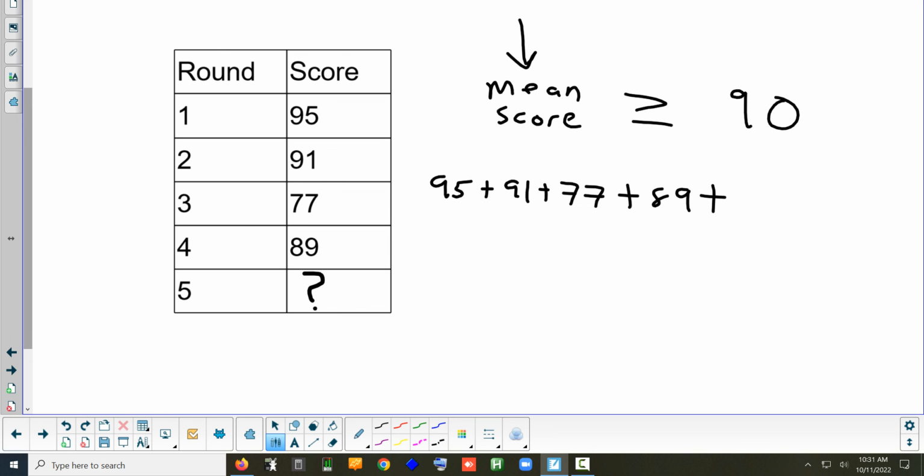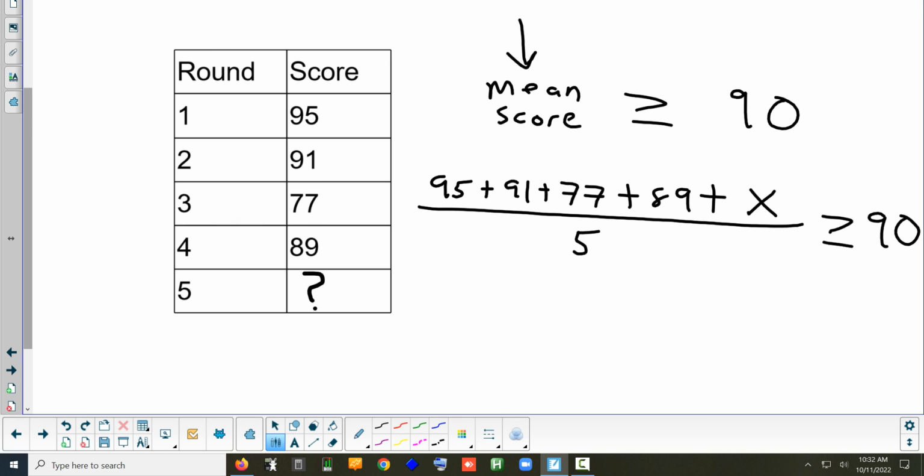I don't know the 5th score, so I don't want to use a question mark to represent it. How do we normally represent something in math that we don't know? Yeah, let's just call it x. And we're going to divide by what number? 5. That's how you calculate the average of all these scores: add them all up and divide by 5. And whatever happens, we want to make sure that it comes out greater than or equal to 90.